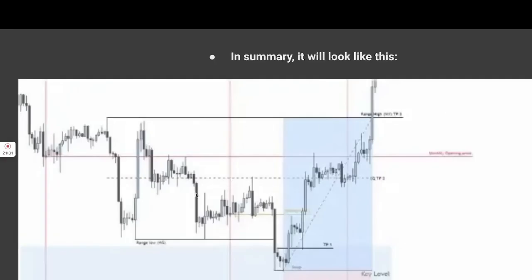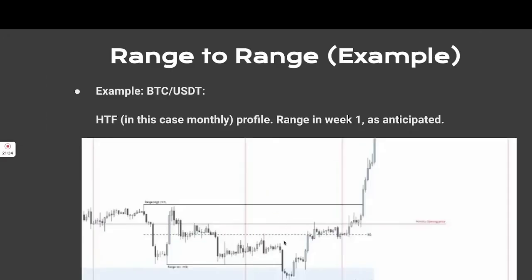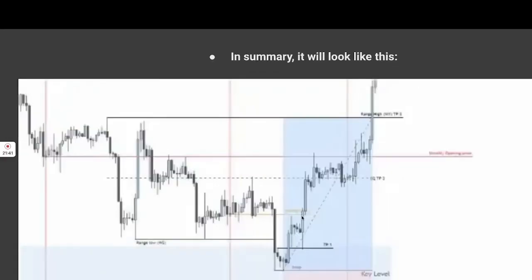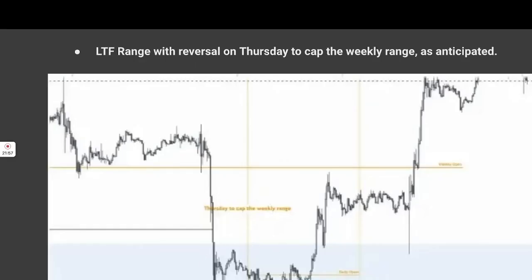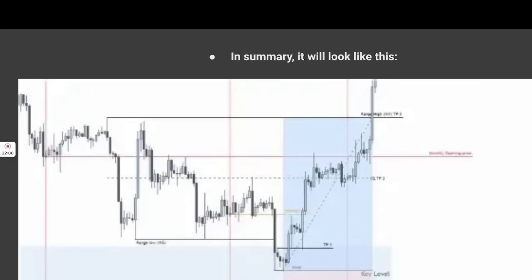What I explained right here, in this slide right here, is very important to understand. However, I will not dig deeper into it. If you only use the higher time frame range and implement this into your higher time frame range, and then drop time frames and only use this lower time frame range, you will still be successful.